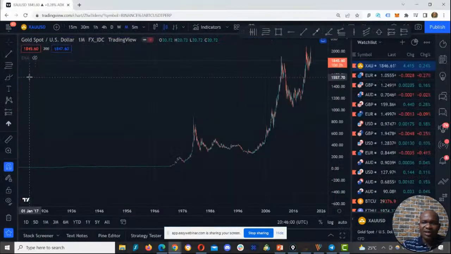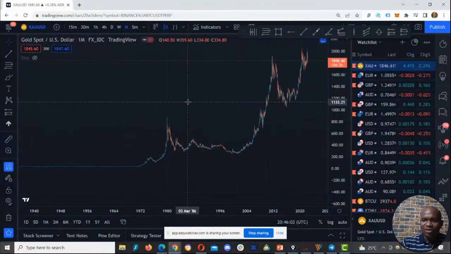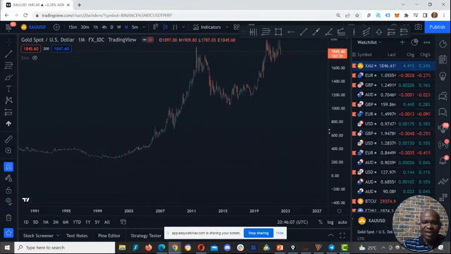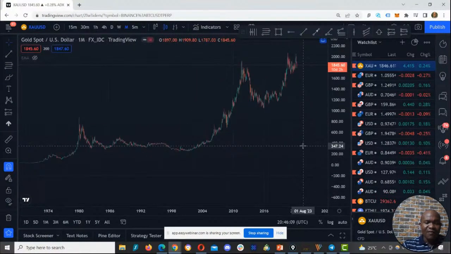All right, so this is a gold chart. If you take a look at this chart now, based on these two rules we have established, what can you see? Is this market uptrend or downtrend? I believe by now you should know that this market is uptrend. It is trending up, all right?